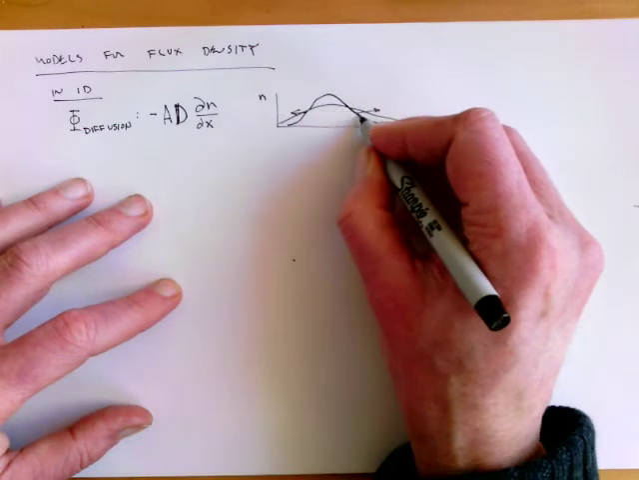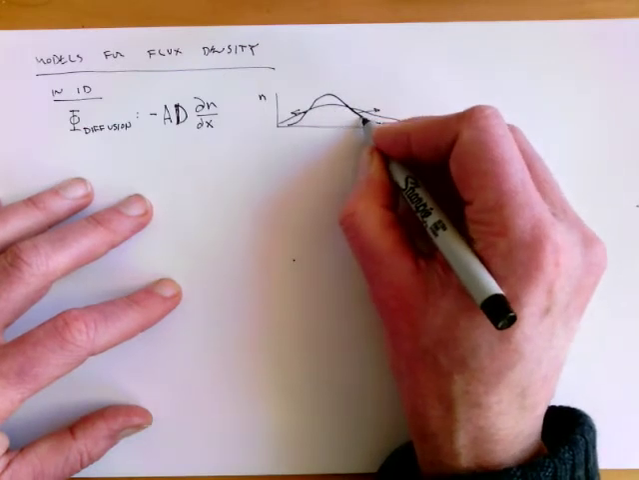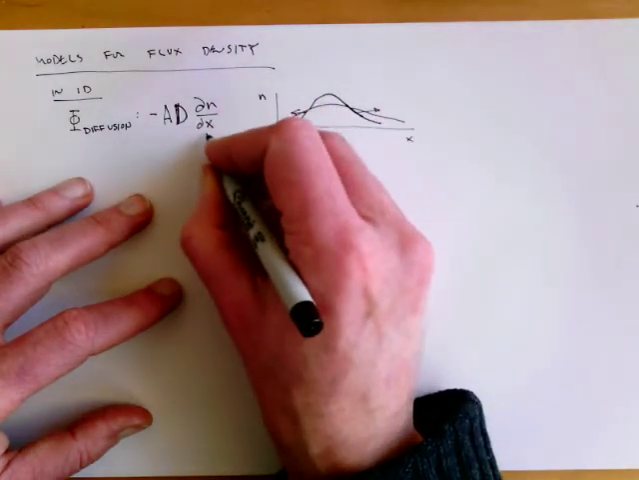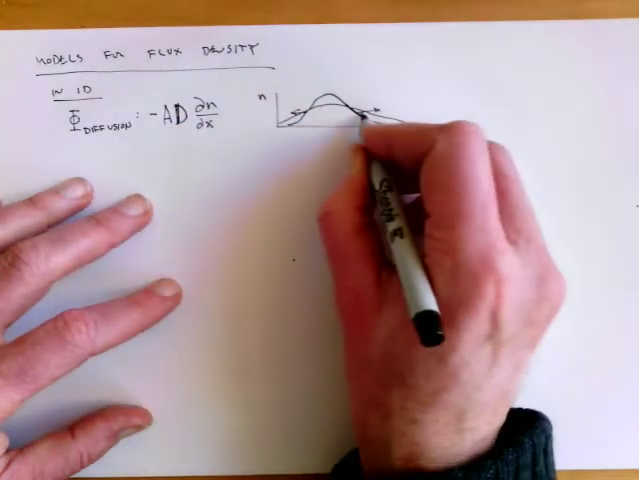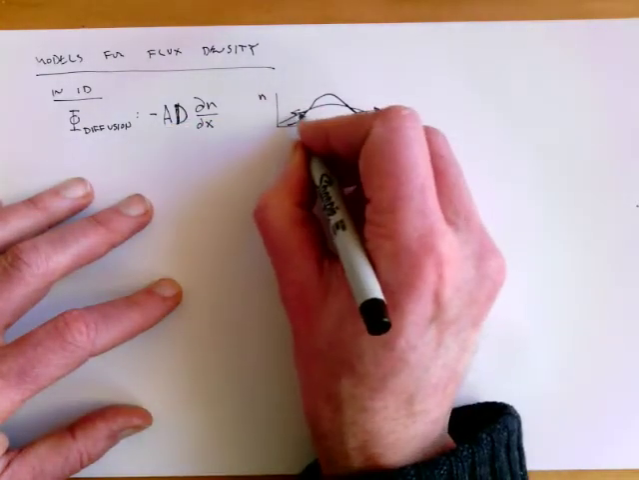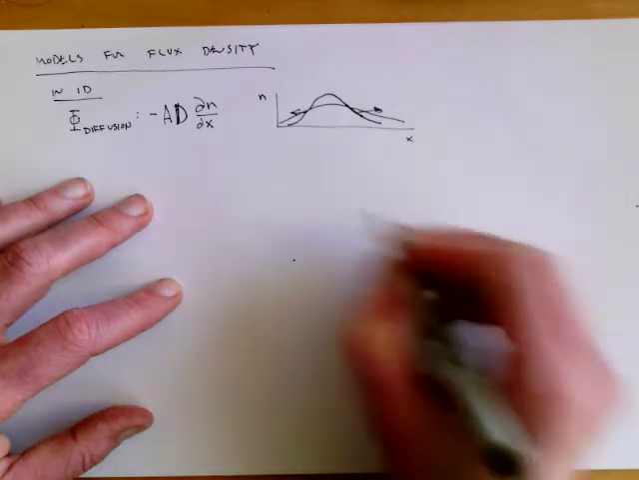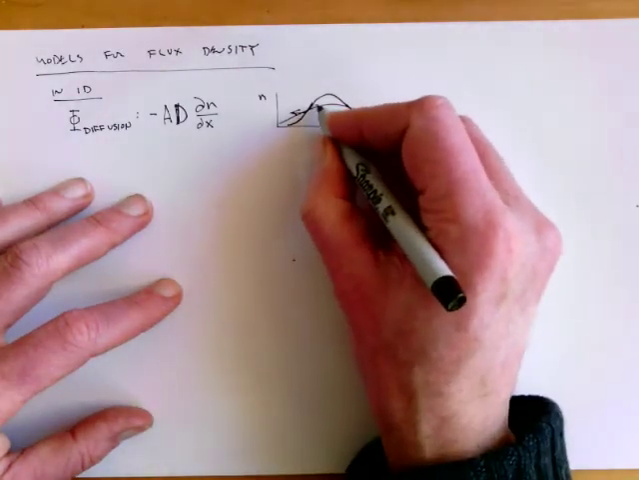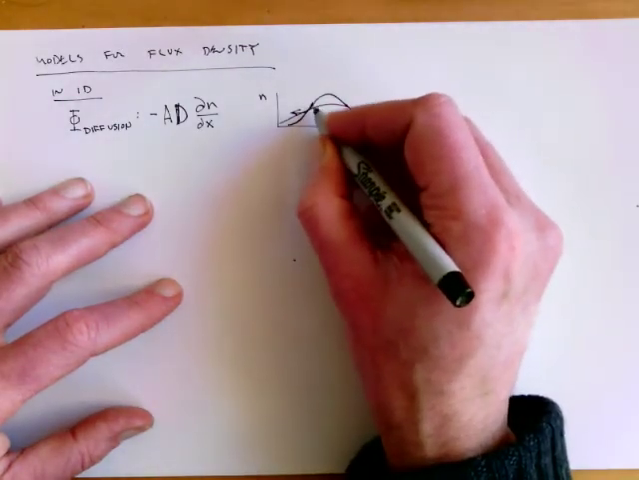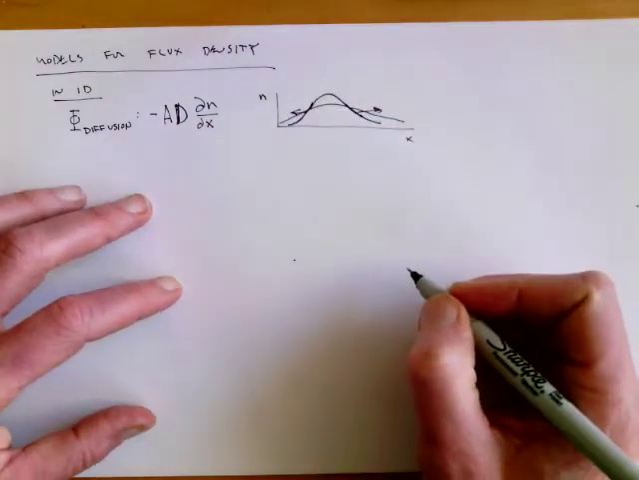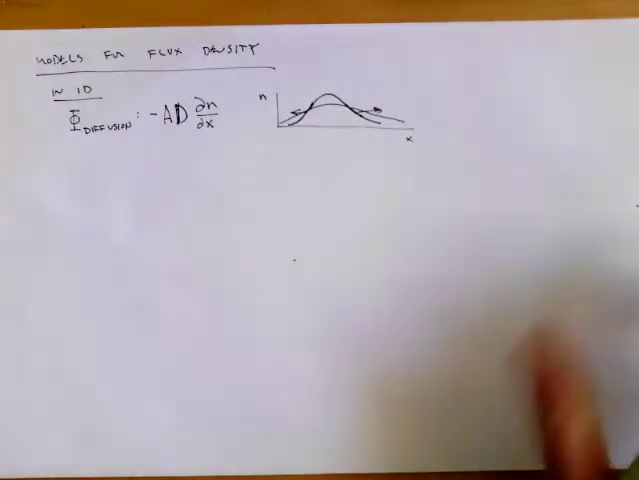So on this right-hand side, the function is decreasing, so the partial of n with respect to position is negative, and I get a positive flux in that direction. And on this left-hand side, I get a negative flux. The function is increasing, and so the particles go from higher density to lower density. So that's how we did the one-dimensional case of diffusion.